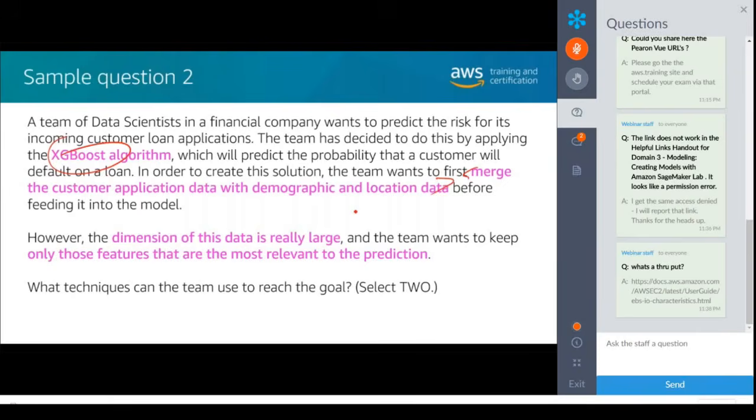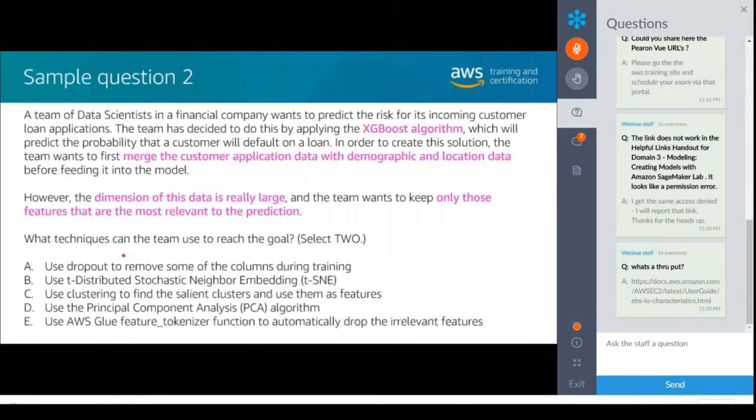So the dimensionality of this data is really large. We even tell you right there that there's too many columns. The spreadsheet is too wide. How do we make it more narrow? We want to narrow down the features, bring it down so it's fewer. So what techniques can we use?